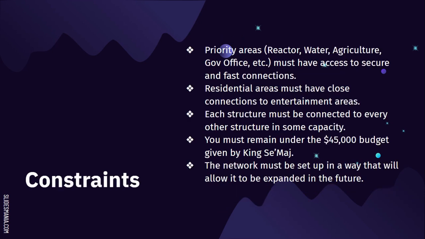The constraints for the project are as follows. There are high priority areas that must have access to secure and fast connections. Residential areas must have close connections to entertainment areas. Each structure must be connected to every other structure in some capacity. You must remain under the $45,000 budget given by the king, and the network must be set up in a way that will allow it to be expanded in the future.